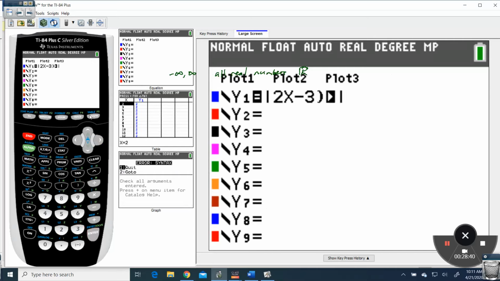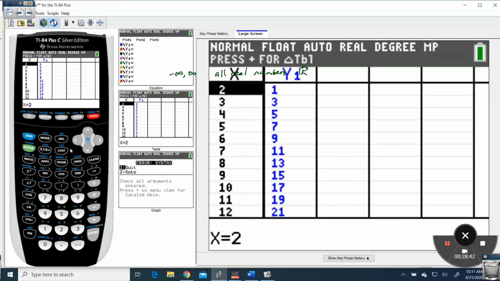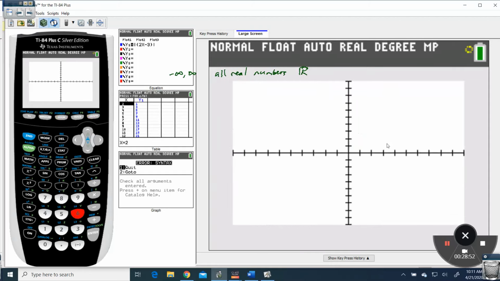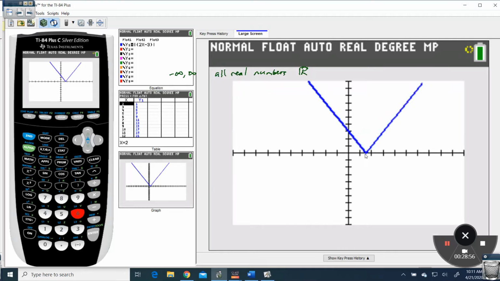Second graph. Whoops, graph. Oh, I'm still way zoomed out. But anyways, you can see it doesn't go below here. So I'm going to go zoom 6 just to bring it back to my standard graph. But see, it doesn't drop below 0. So the range never goes below 0.